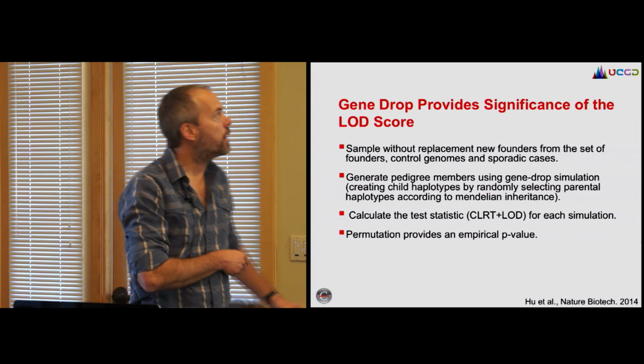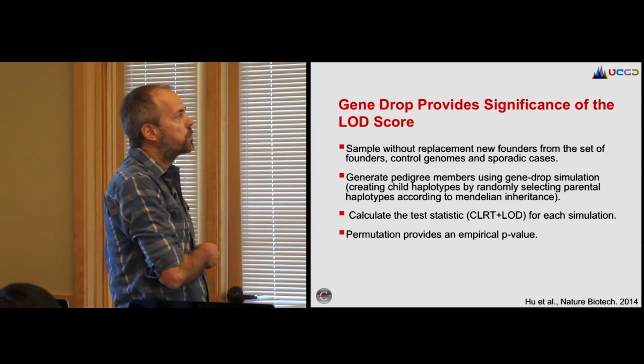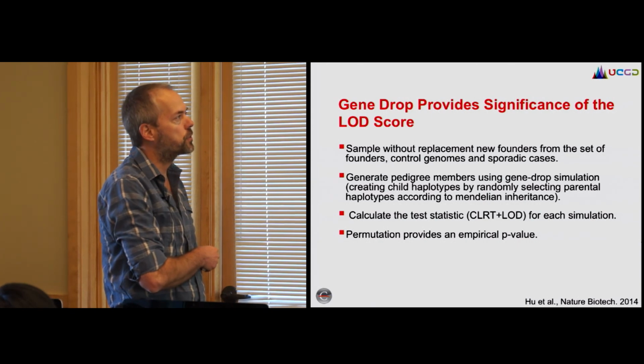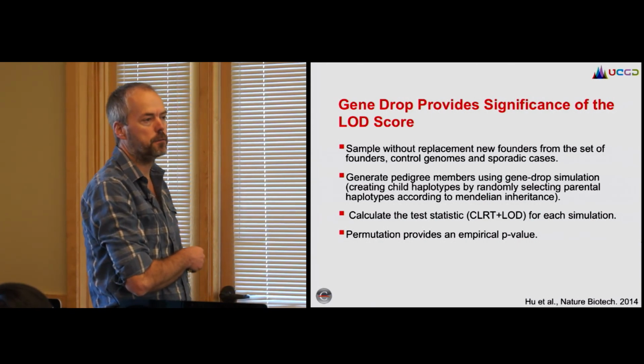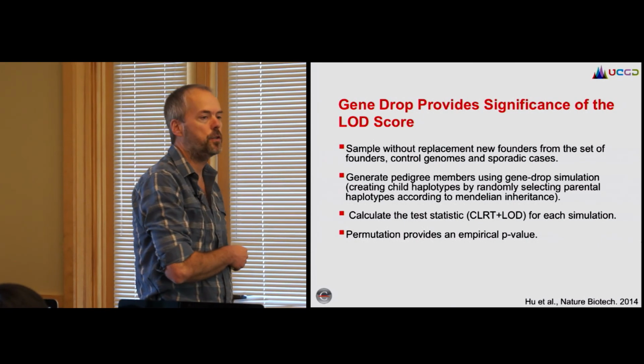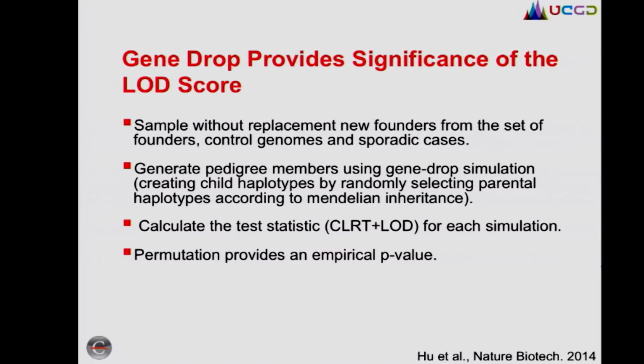Significance is calculated on that LOD score through a gene drop. So this is basically you take the pedigrees that you have and you sample without replacement new founders for that pedigree from all of the set of existing founders plus the control genomes plus any sporadic cases that you've included. And then you regenerate the pedigree each time in the gene drop permutation based on those new founders. You recalculate the composite likelihood ratio test and the LOD score for each of these simulations. And that permutation gives you an empirical p-value for that LOD score that's then directly integrated into the likelihood ratio test.